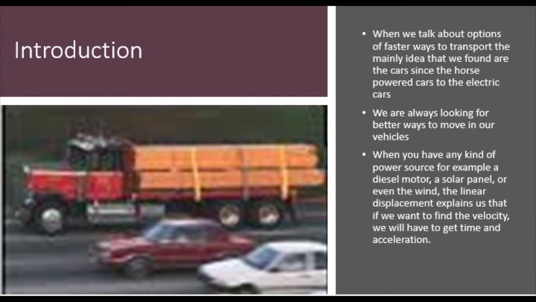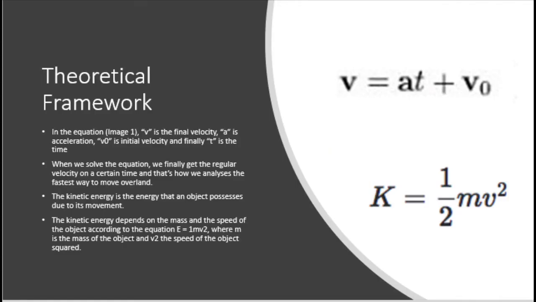When you have any kind of power source, for example a diesel motor, a solar panel, or even the wind, the linear displacement explains that if we want to find the velocity, we will have to get the time and acceleration. In the equation, v is the final velocity, a is acceleration, v sub 0 is the initial velocity, and finally t is the time. When we solve the equation, we finally get a regular velocity at a certain time, and that's how we analyze the fastest way to move over land.